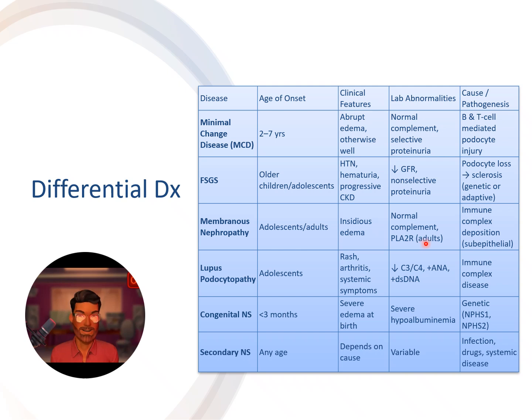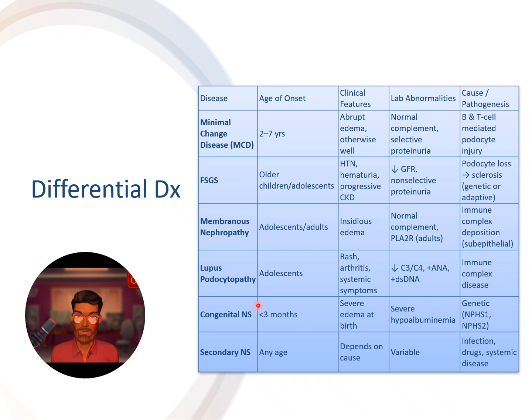In adults, they have this antibody to PLA2R, less common in children, and it features immune complex deposition. This is a much less common cause of nephrotic syndrome. Lupus podocytopathy occurs in adolescents. They may have other signs and symptoms, systemic symptoms. Complement is typically low, and then you have features of immune complex disease.